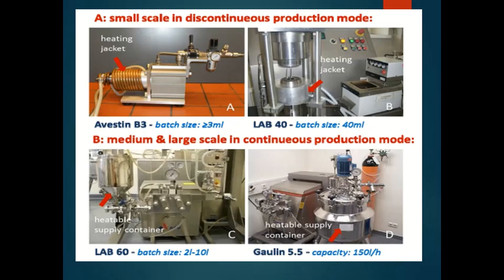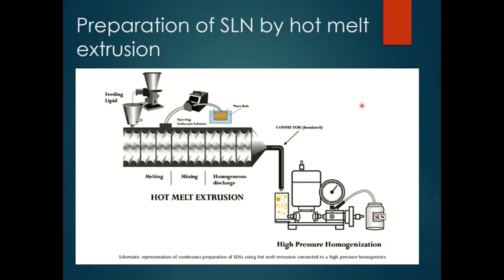And as I told, one more method is hot melt extrusion combined with high pressure homogenization, where you can produce continuously. Here the lipid material is melted and passed through the extruder, and in between the aqueous phase is added, so again a pre-emulsion is formed. This emulsion is subjected to high pressure homogenization where the size is reduced, and cooling of this emulsion gives you solid lipid nanoparticles.